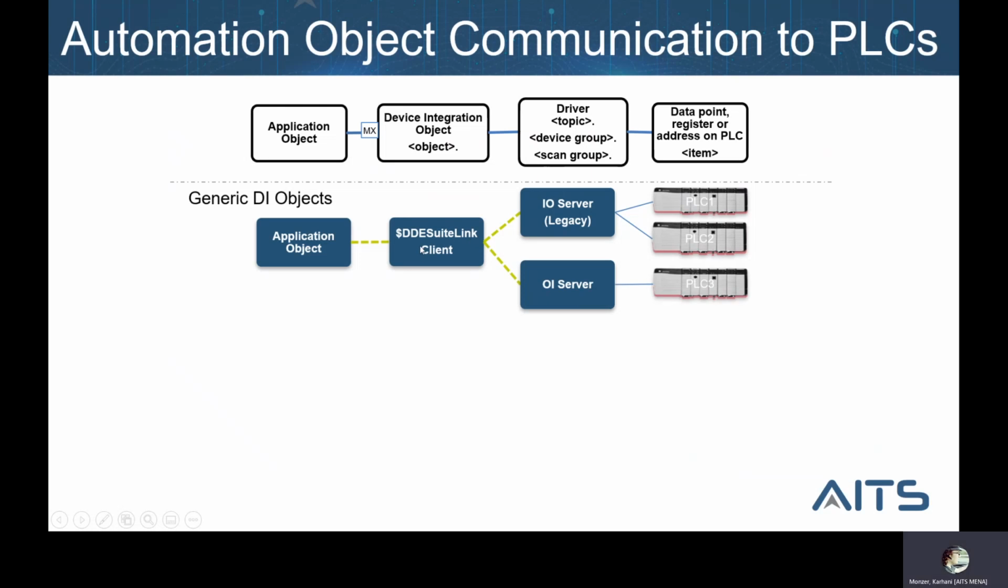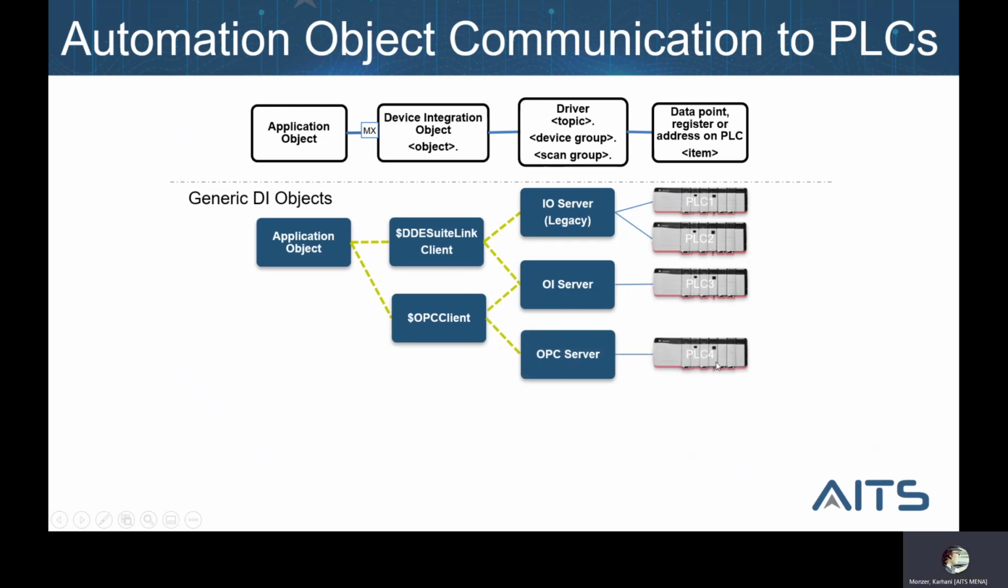Another DI object used is the OPC client. An OPC client can communicate as well to OI server. Maybe I need to use OI gateway. Or to a third-party OPC server. This server will use the PLC.